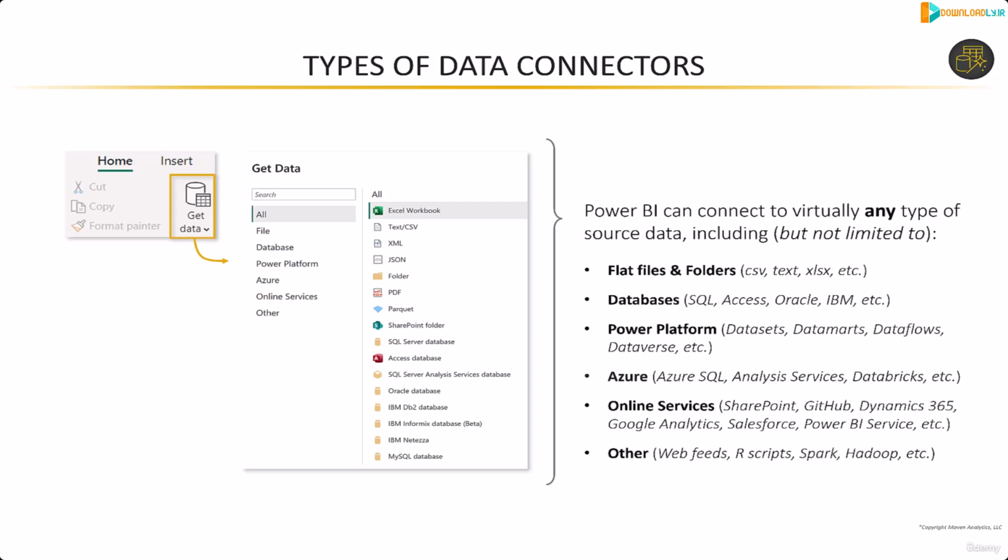You can connect to just about any type of source data, including flat files like Excel workbooks and folders, databases like SQL, Access, Oracle, and IBM, Power Platform datasets, data marts, and data flows, and online services which are a bit more specialized like GitHub and Salesforce, and other sources like web feeds, RScripts, Hadoop, and more. So just tons of options for connecting to data. Now, I'm not going to cover each and every data connector, but let's open up Power BI and we'll take a look at what this library looks like.